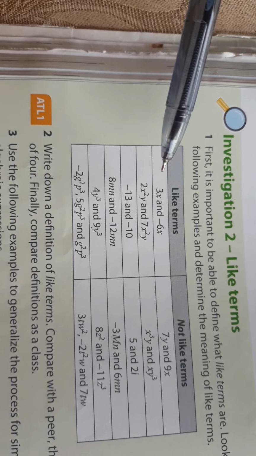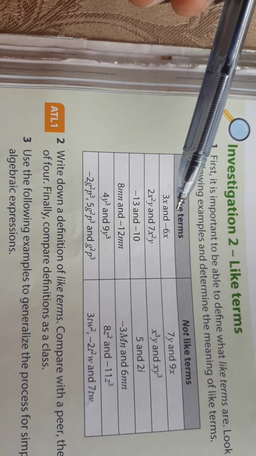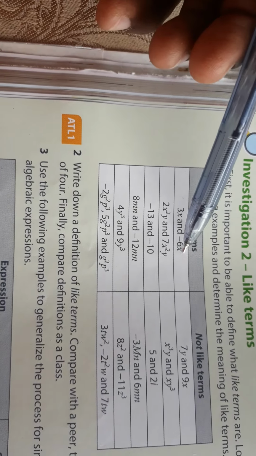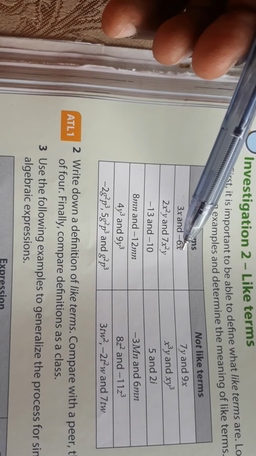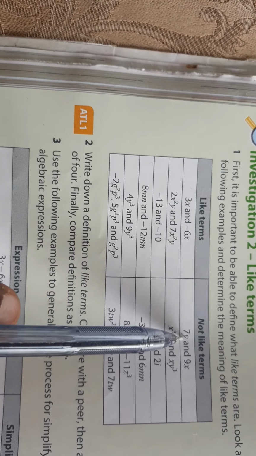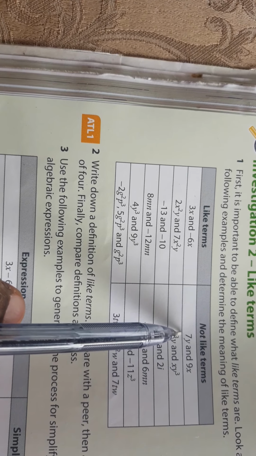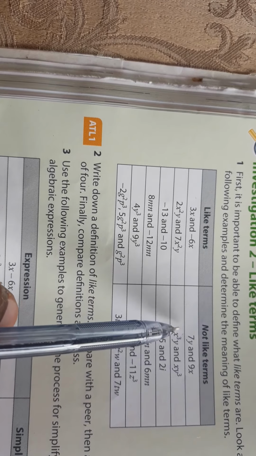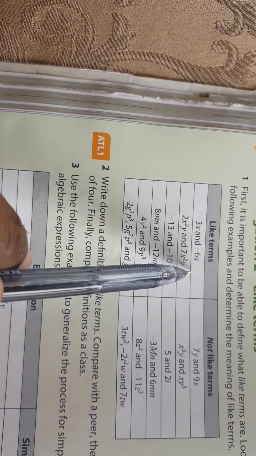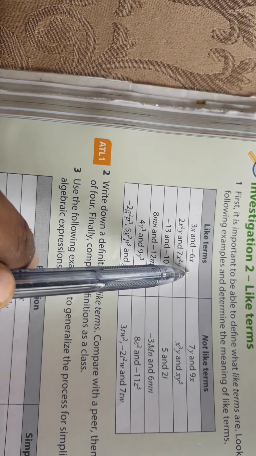Okay, first case of like terms, 3x and negative 6x. Both the variables are the same. If the variables are the same, then they are like terms. In this case, you can see the variables are not the same. One is a y, one is an x. So we cannot combine them. This can be combined and written as negative 3x.